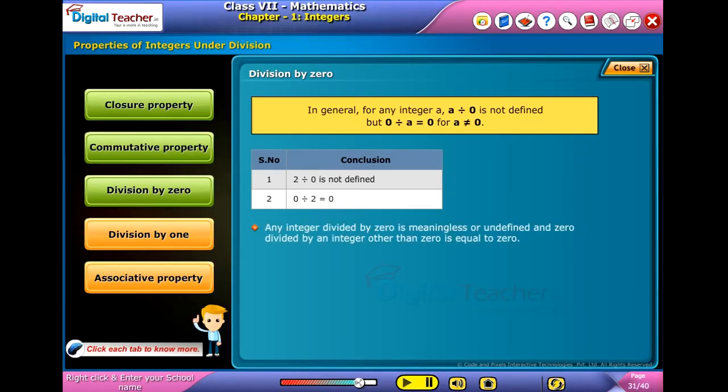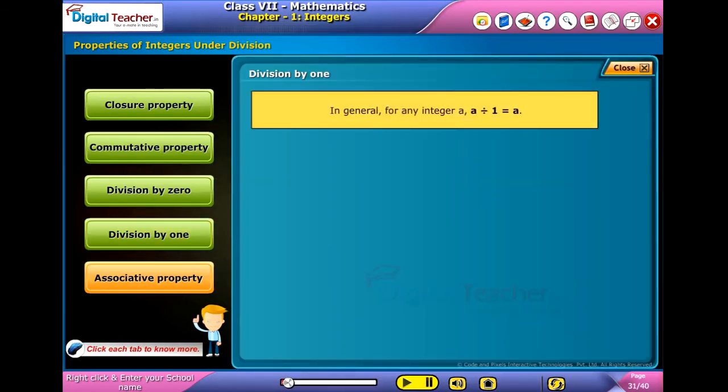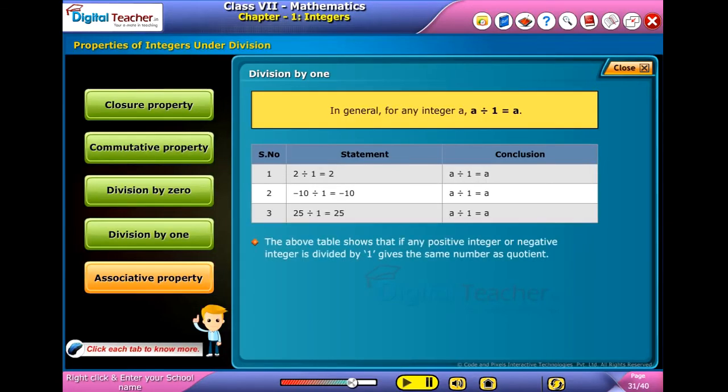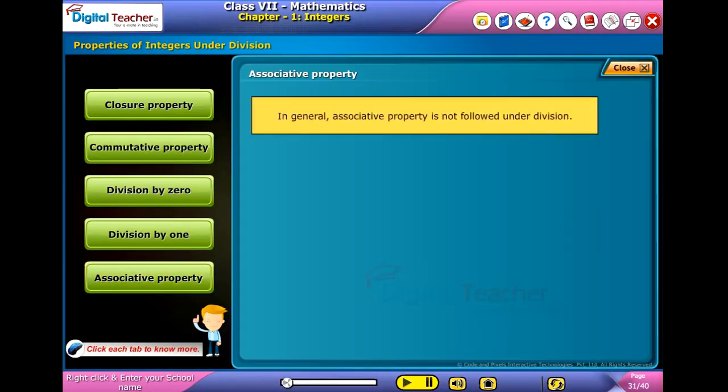Any integer divided by 0 is meaningless or undefined. Division by 1: in general, for any integer a, a by 1 is equal to a. For example, 2 by 1 is always 2, which concludes that a by 1 is equal to a. Similarly, the next two statements conclude the same.